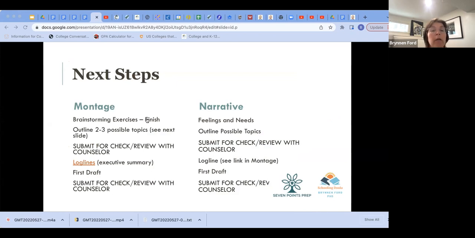And then I'd like you to outline 2 to 3 possible topics that might work for that. And I think it should actually be the previous slides. So it says use the next slide, but it really means use the previous slides, and then submit them for a check or review with me, and we'll just talk through the possibilities. We didn't talk today about doing a log line, but you can click there and find out what that's about. It's basically like an executive summary of your topic and the different parts. And I'll talk with you about it in our small group. And then I'd like you to do a first draft and then check back with me.